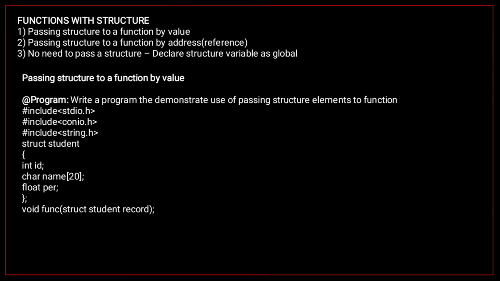Second method, passing structure to a function by address, that is reference. And third method, no need to pass a structure, that is declare structure variable as global. Now here we discuss first method, passing structure to a function by value or argument.